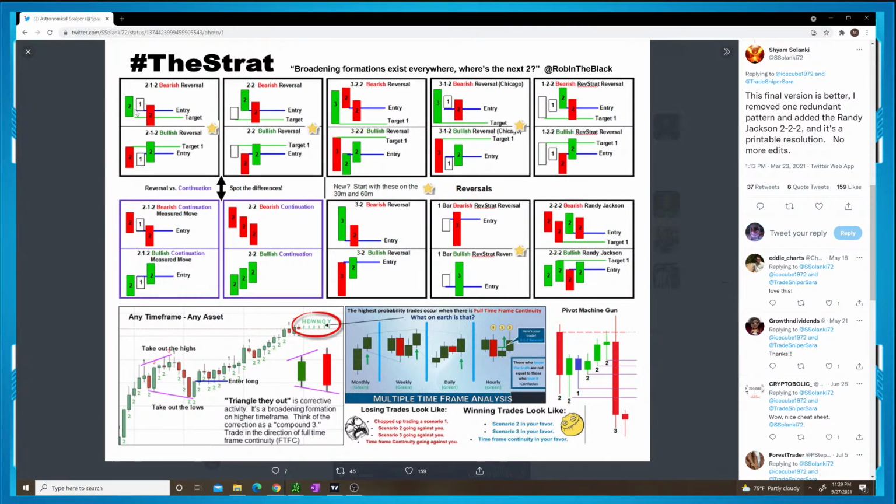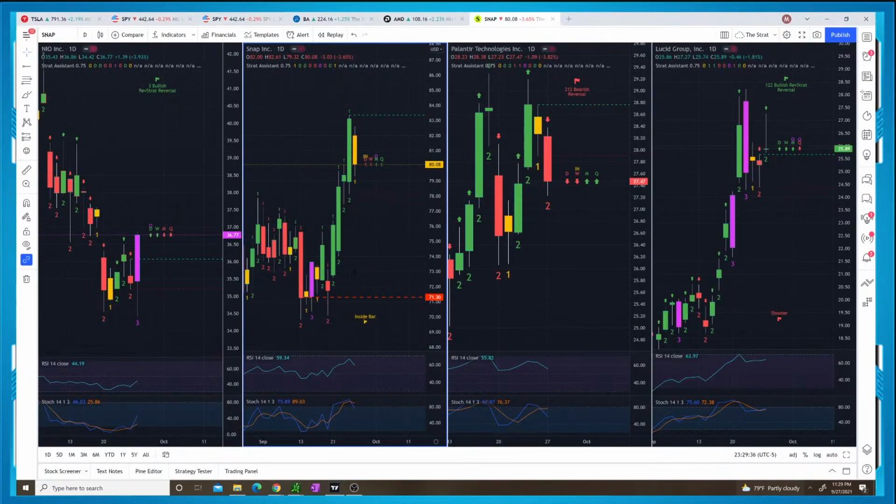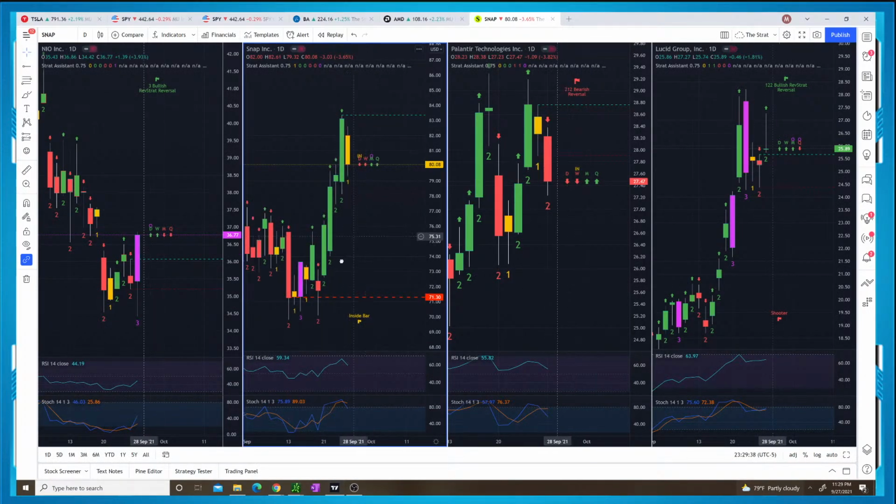So if it's going to be a 2-1-2 bearish reversal, we enter at the low of the inside candle, and our target is the low of 2 candles before that one, and vice versa, just playing the highs. So let me show you how I get my targets here.